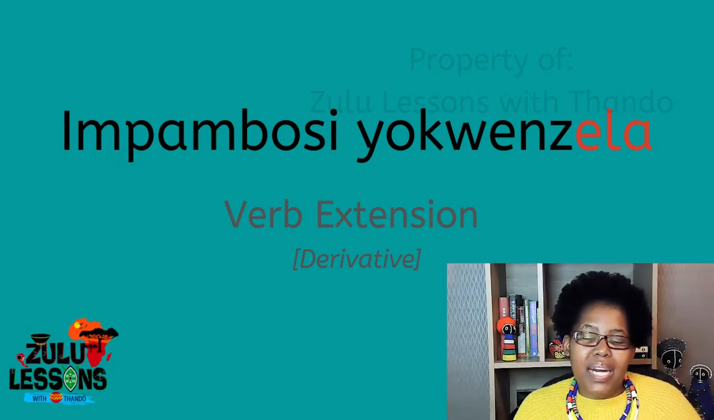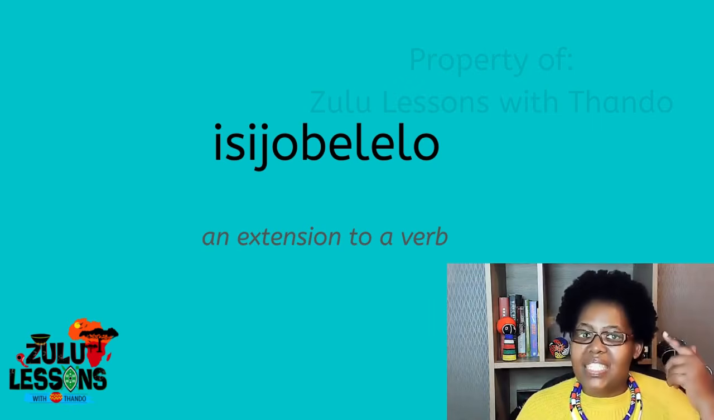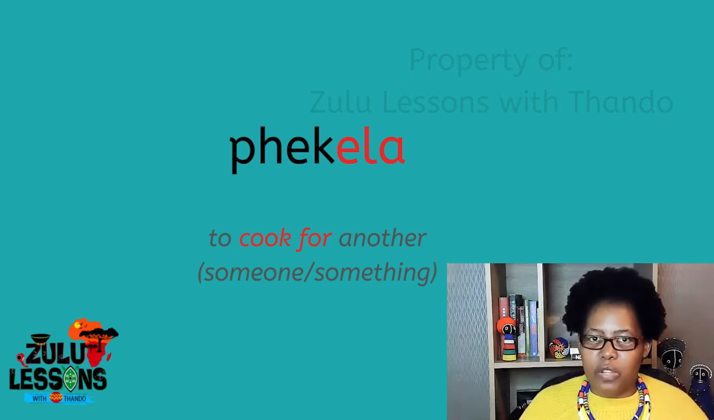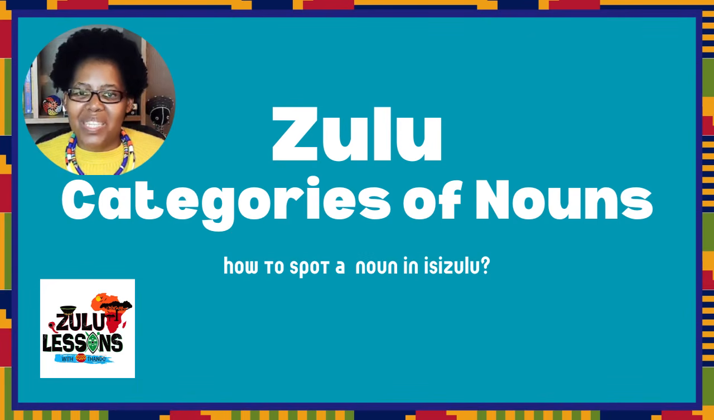You can now go ahead and play around with this verb extension or isijobelelo, the ELA, and see what verbs you can come up with. Keep in mind, it changes the meaning of the verb. So our verb is no longer pheka, to cook. It is now to cook for someone, to cook for something, to cook for an event. So to cook for. So go ahead and post in the comments what you come up with, but also don't forget to then translate into isiNgisi so that others can also see and join in the learning.